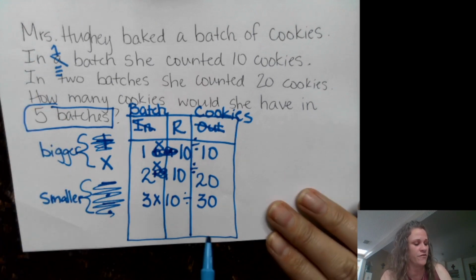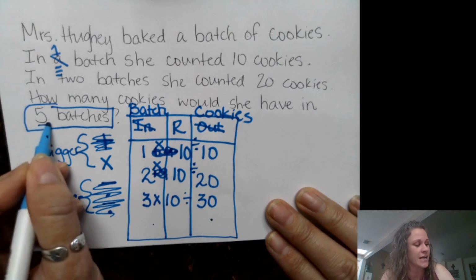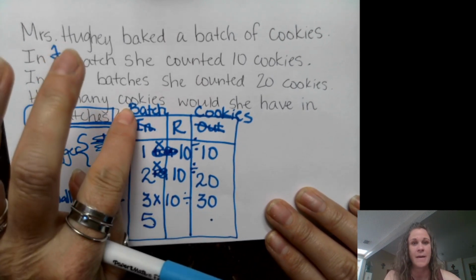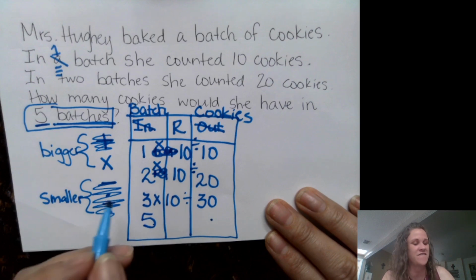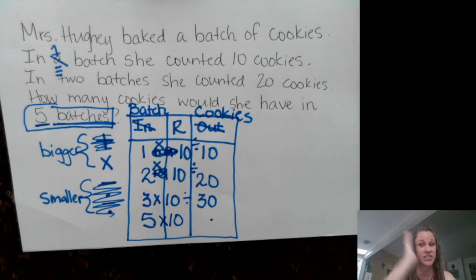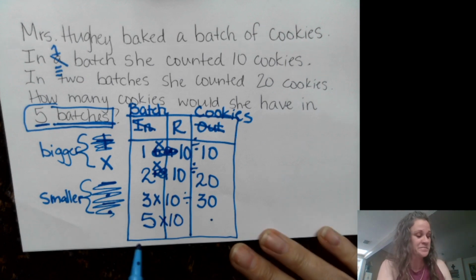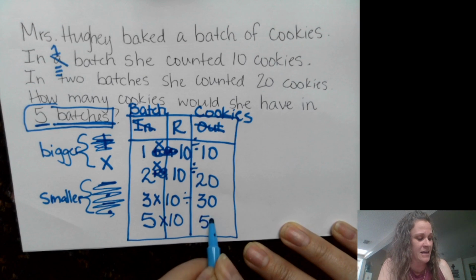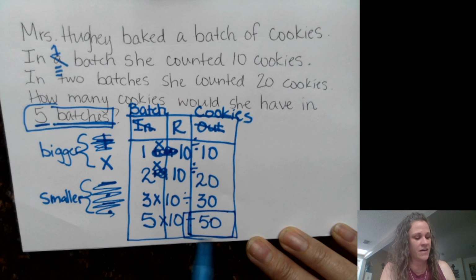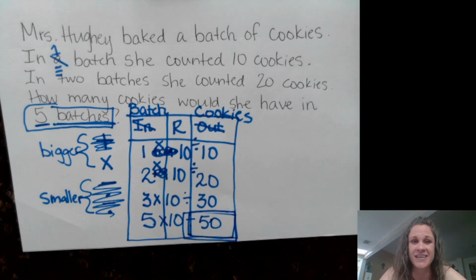Now be very careful though. If I plug in my 5 here, I'm going to get a totally different answer than I need. We're talking about 5 batches. So I need to put my 5 in the batch category. So if I have 5 batches, what's my rule? Times 10, that doesn't change. It applies to everybody all the way down. Even if I went to 100 billion down there, it would still be times 10 to get how many cookies that would be. 5 times 10 is 50. So then how many cookies would she have in 5 batches? Well, she would have 50 cookies.